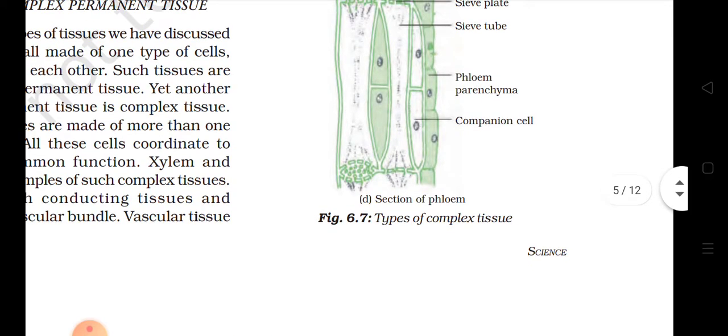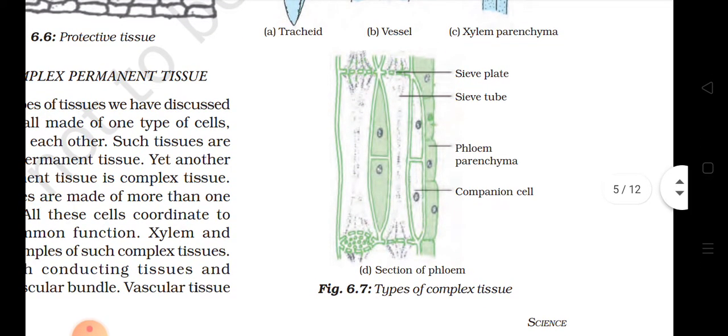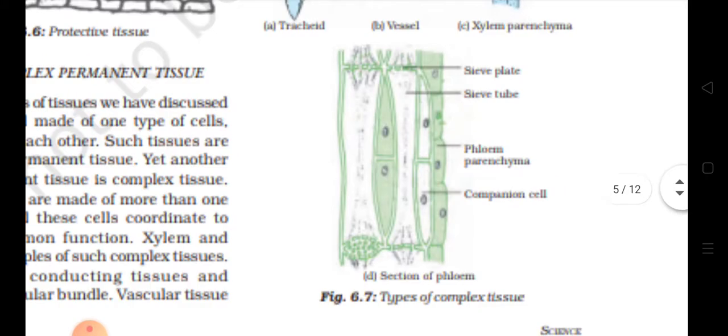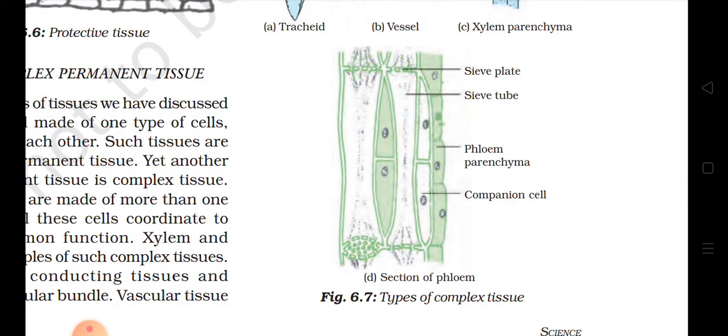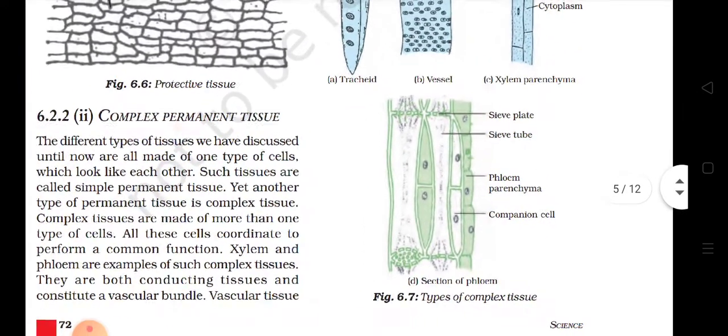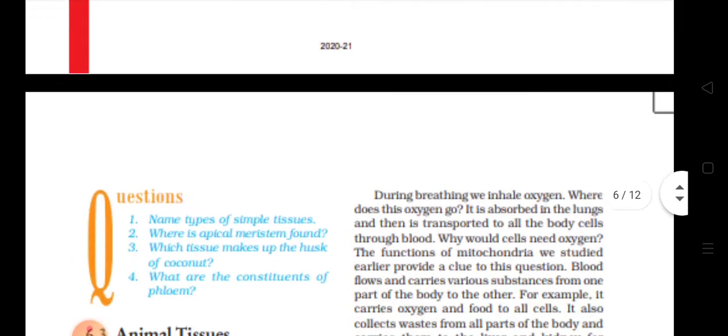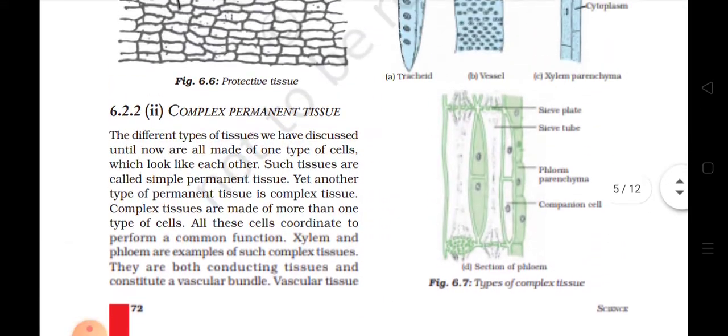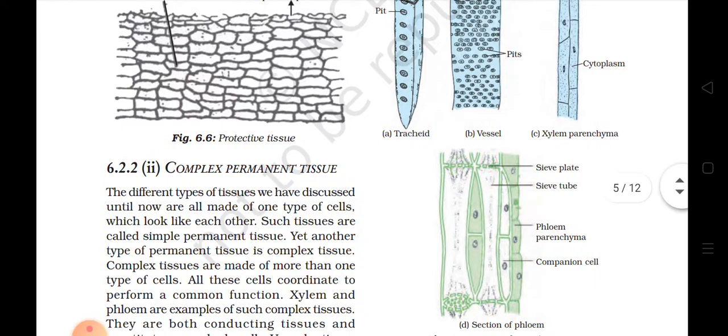Now you can see the structure of a small section of phloem. Here we have sieve plates, sieve tubes, phloem parenchyma and companion cells. All these together combine and make the phloem tissue.